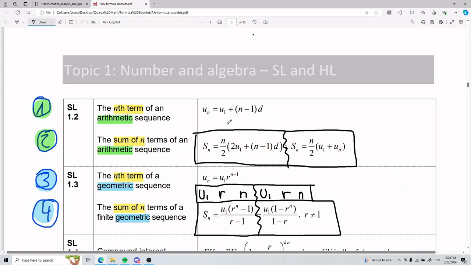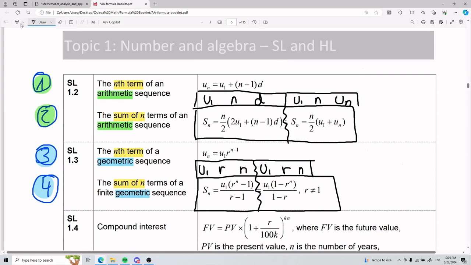right? But what do they each ask for? And so the one on the left is asking for U1, is asking for N, and is asking for D. While the one on the right is asking for also U1, also N, but not D, instead UN. And so these small differences are the kind of thing that on the day of the test can really help you know what to do.